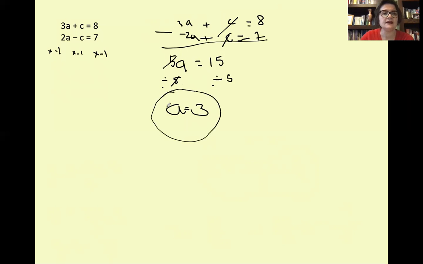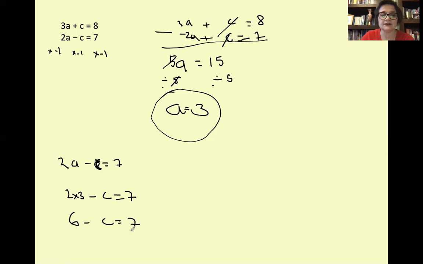Okay, a is 3. Now let's find the value of c. I go to my original equations, and I like to use the second one because it has smaller coefficients, right? So 2a minus c equals 7. I substitute the a, so 2 times 3, minus c equals 7. 6 minus c equals 7.